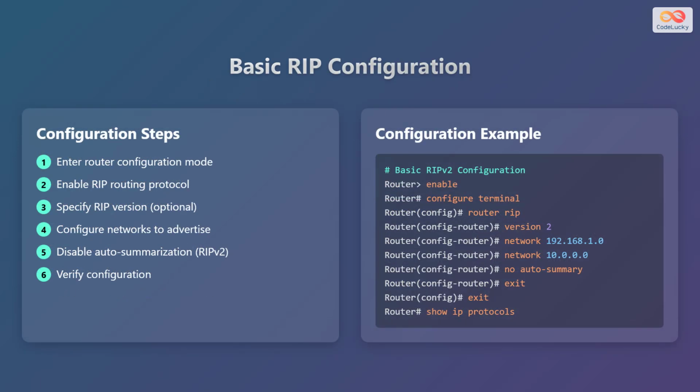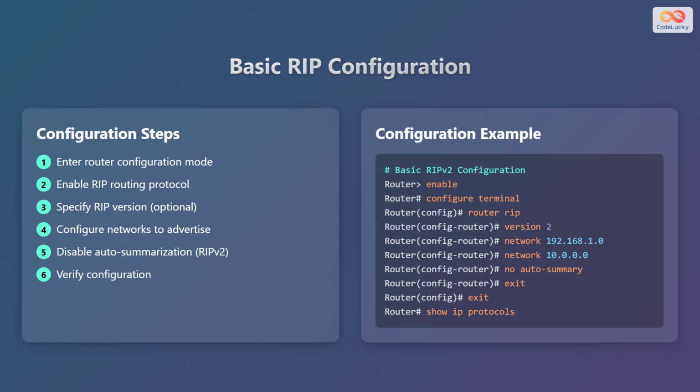Now let's delve into the basic configuration of RIP. First, enter the router configuration mode. Then, enable the RIP routing protocol. You can specify the RIP version, but this is optional. Next, configure the networks to be advertised. If using RIP version 2, disable auto-summarization. Finally, verify your configuration. Here is an example of a basic RIP version 2 configuration.